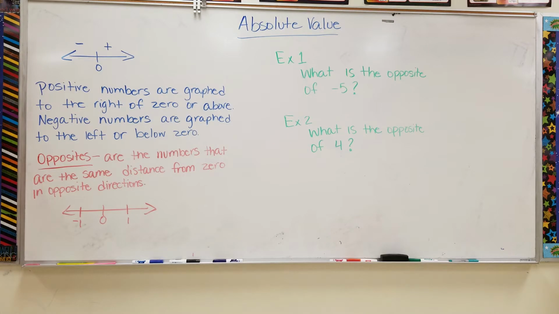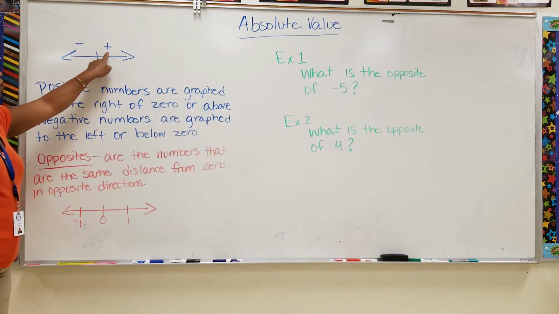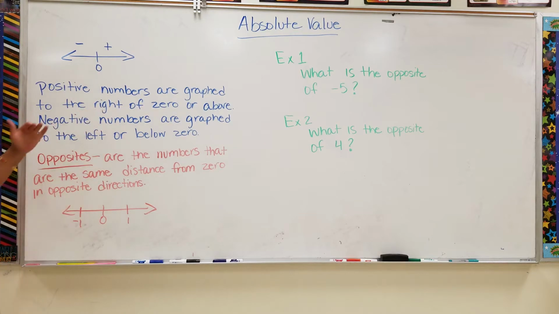All right, absolute value. Positive numbers are graphed to the right of 0 or above. This is your number line, okay? And here is 0 right in the middle. To the right, you have your positive numbers. They are graphed to the right of 0 or above. If we had a vertical number line, then the positive numbers would be above 0, okay?